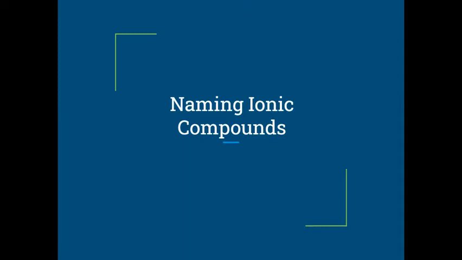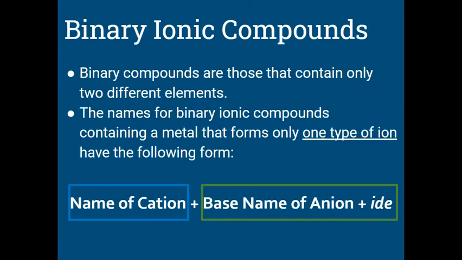Hi everyone. So we're going to do a summary video of all the rules that we've talked about so far in class in naming ionic compounds. There's quite a lot, but we're going to start from the very beginning when we talked about binary ionic compounds. Binary meaning a compound that contains only two different elements, and the names for binary ionic compounds containing a metal that forms only one type of ion.